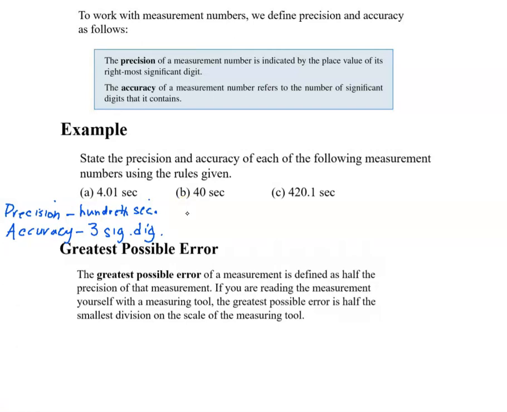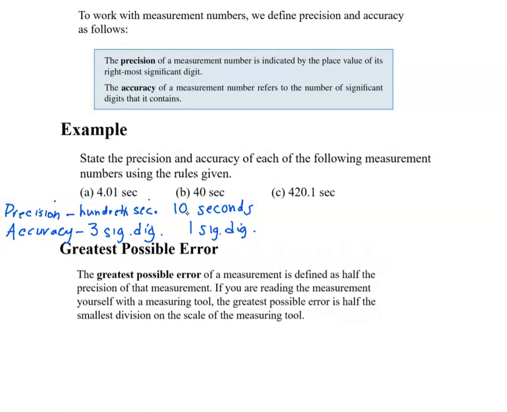Okay, the 4 is in the tens place, so this is accurate to the 10 seconds. And the 0 is after the 4, and it's to the left of the number, so this only has one significant digit, the 4.